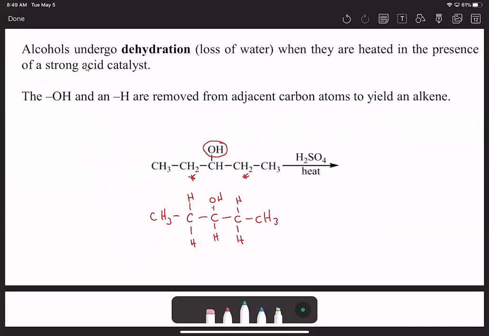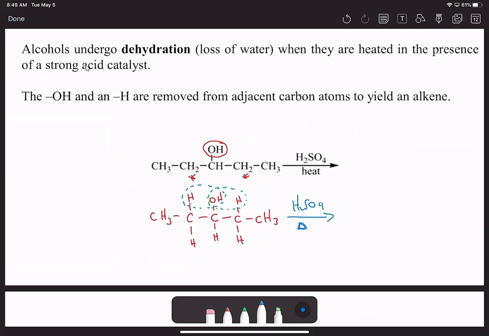So either I'm going to remove these, or I'm going to remove these. Either way, we're going to end up with the same product. And we need some heat. So I'm going to use a little triangle for this reaction. We need some heat for this to take place.